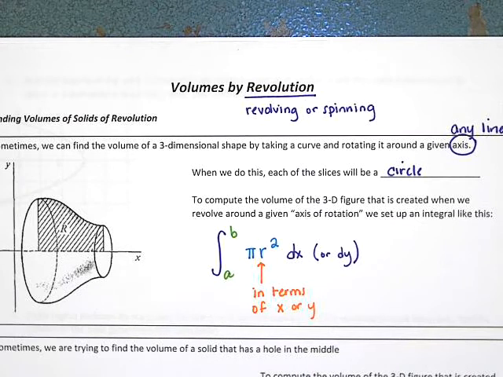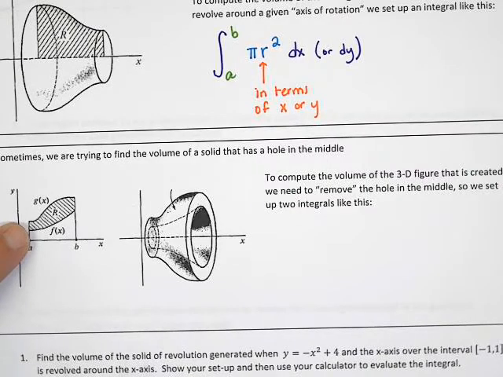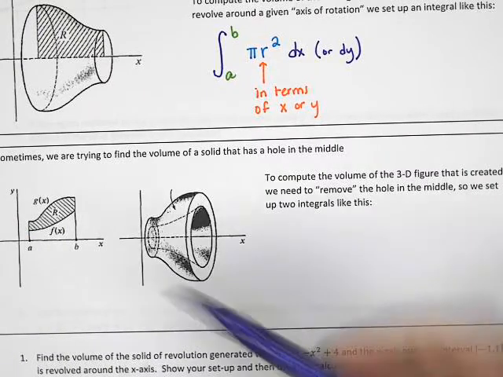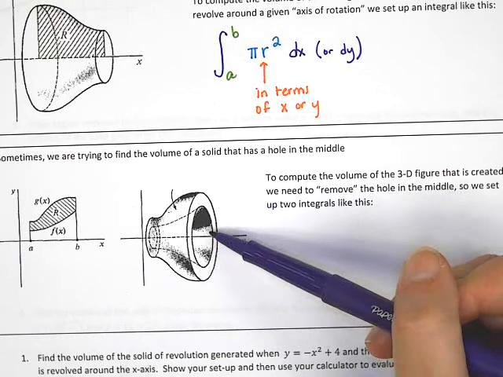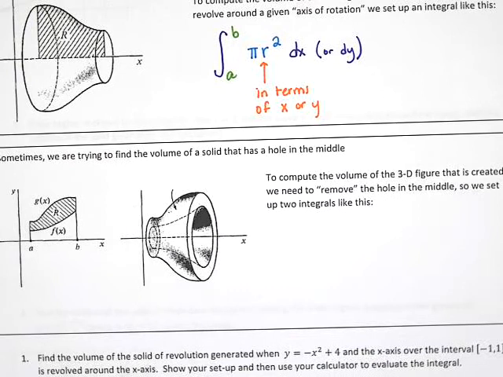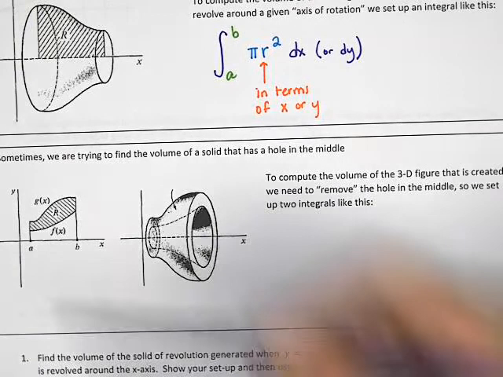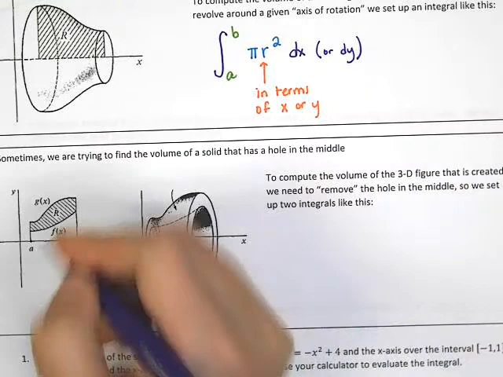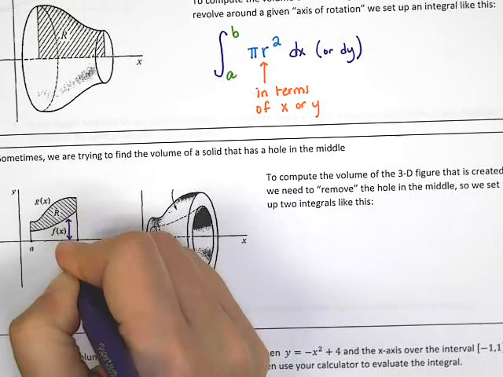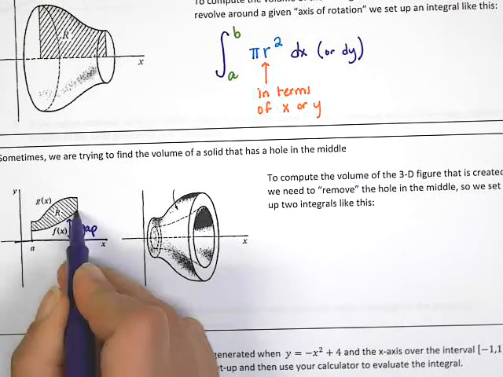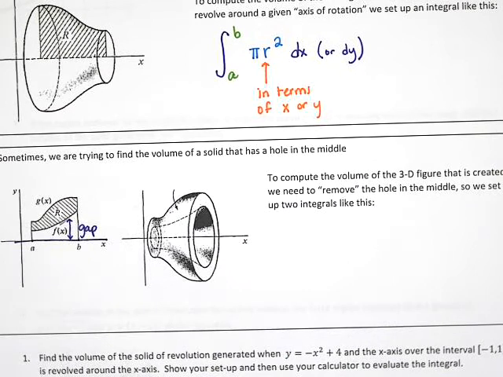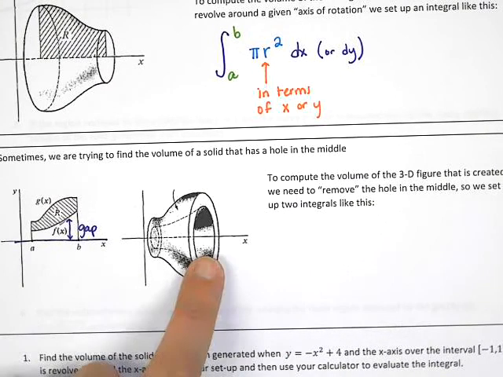Now, sometimes when we do this revolution, we end up revolving a figure that isn't directly connected to the axis around which we are revolving. So it creates a shape that has a hole in the middle. If you look at this three-dimensional model here, you can see there's a tunnel through the middle of this shape. Anytime there's a gap between the axis that you're revolving around and the function that you're revolving, you are going to need to remove the hole in the middle of the figure.